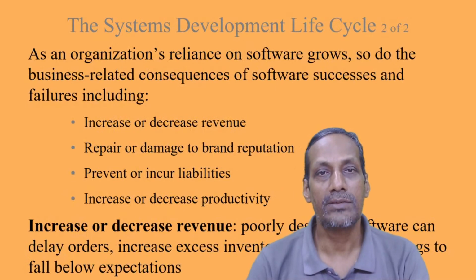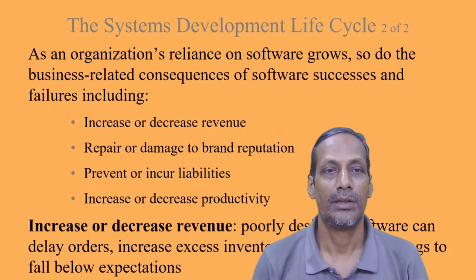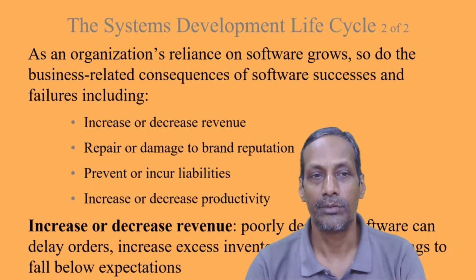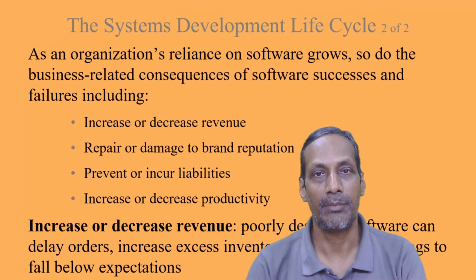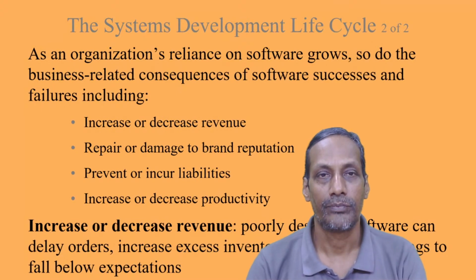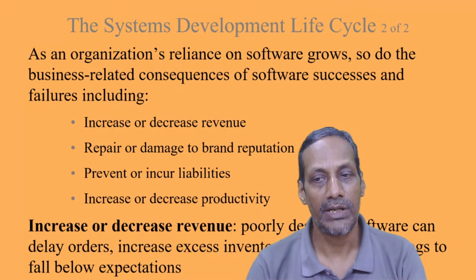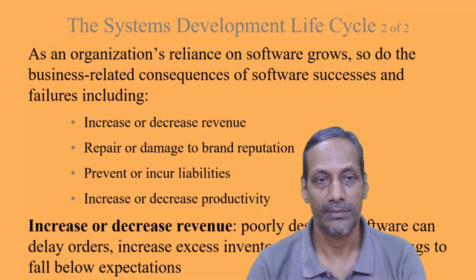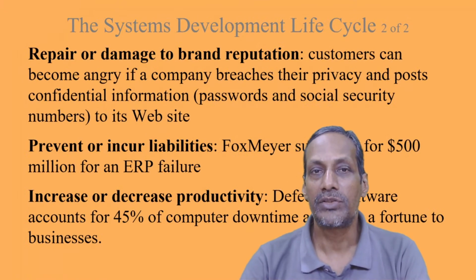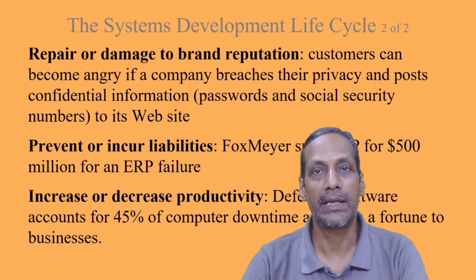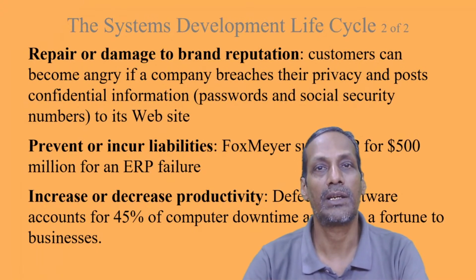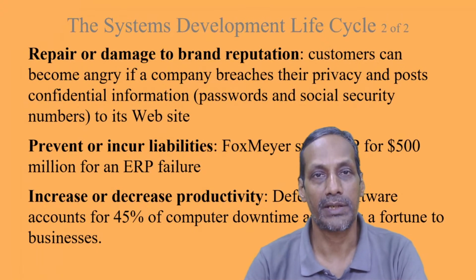As an organization's reliance on software grows, so do the business-related consequences of software successes and failures, including increase or decrease of revenue, repair or damage to brand reputation, prevent or incur liabilities, and increase or decrease productivity. What do I mean by increase or decrease revenue? Poorly designed software can delay orders, increase excess inventories, and cause earnings to fall below expectations. A repair or damage to brand reputation means customers can become angry if a company breaches their privacy and posts confidential information like passwords and social security numbers to its website.